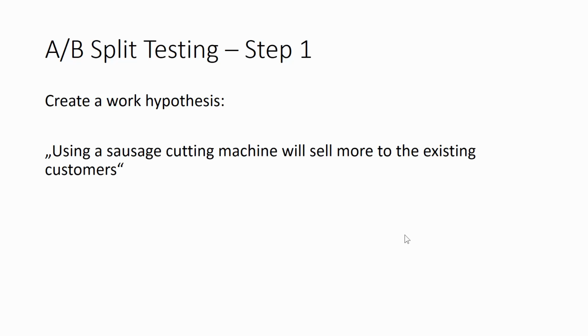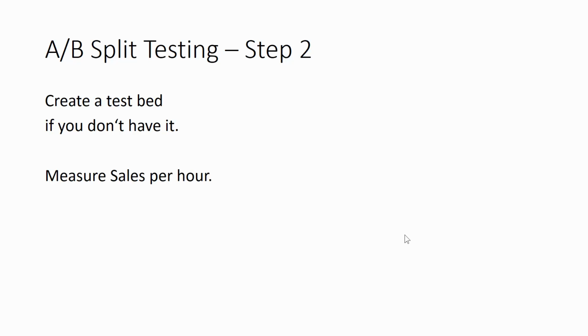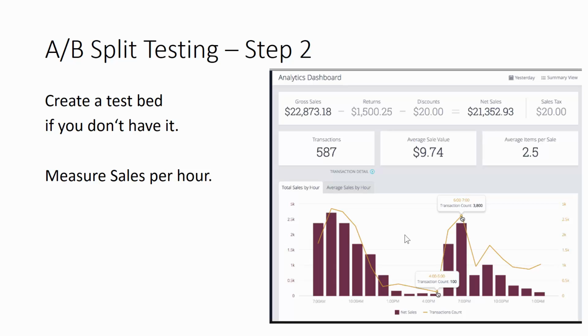A/B split testing, step 1 is always the same. We need to create a work hypothesis. The work hypothesis here would be, using a sausage cutting machine will sell more to the existing customers. We have the step 2, and it's always the same for A/B split testing. Create a test bed if you don't have it. Test bed here is the sales per hour and how we measure it. This is the statistics given by a POS system. If you don't have a POS system, then don't try to do A/B split testing because it would not work.